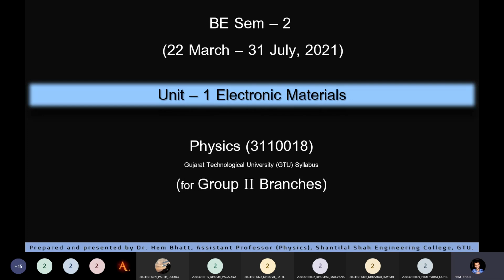So we are in physics. 3110018 is the subject code for branch 2 physics. This is the course outcome. The first course outcome is for our first unit, electronic materials. 22% is the weightage.